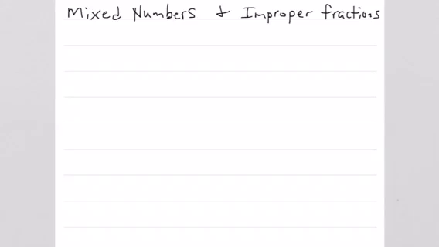All right, so a mixed number is just when you take a whole number and a fraction and you put them together. So just for an example, 1 and 1/2, that's a mixed number. We don't tend to deal with mixed numbers too much. We tend to keep improper fractions in that form.